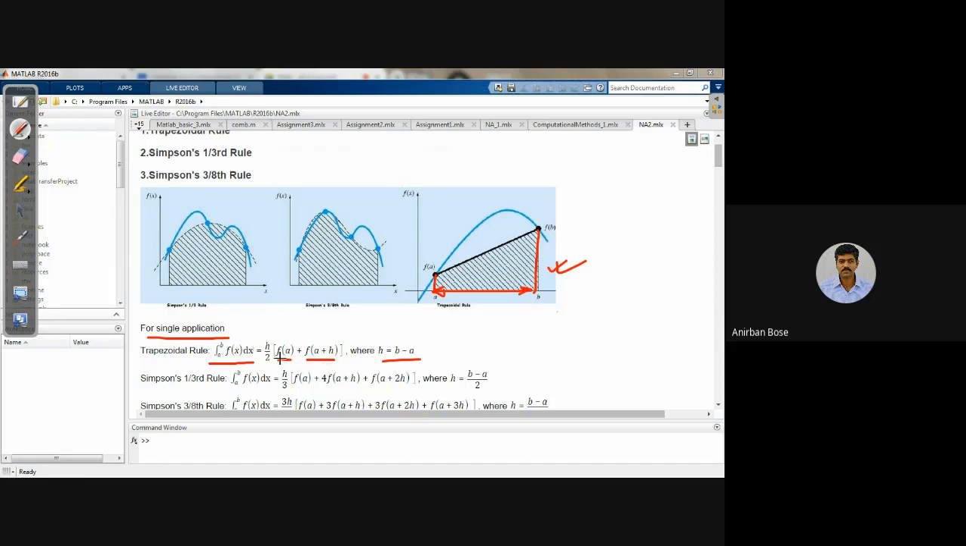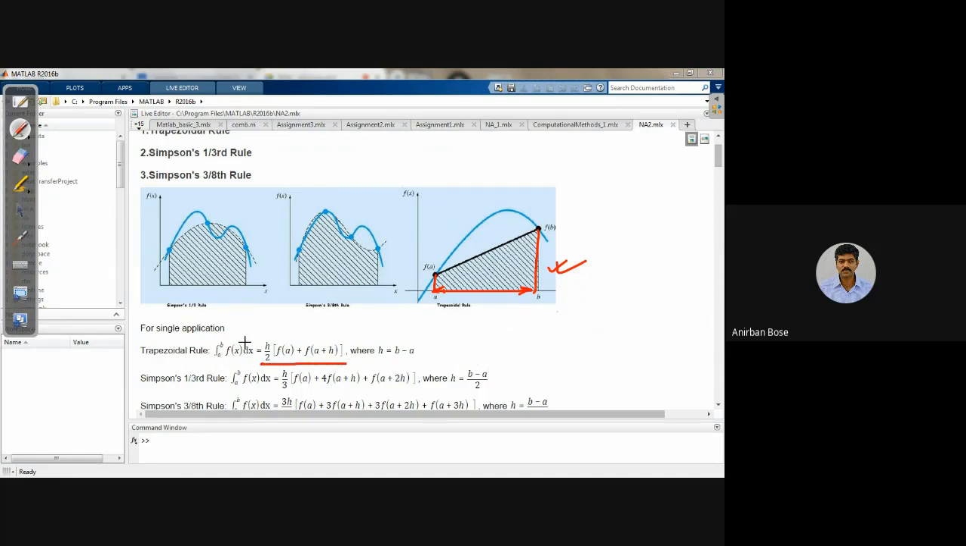So f(a) plus f(b) into the distance between them divided by 2. The distance between them is h, so h divided by 2. That is the area of the trapezium. So I think this trapezoidal rule, what is the formula, that is completely clear to you. So this is the formula to find the integral using the trapezoidal rule.